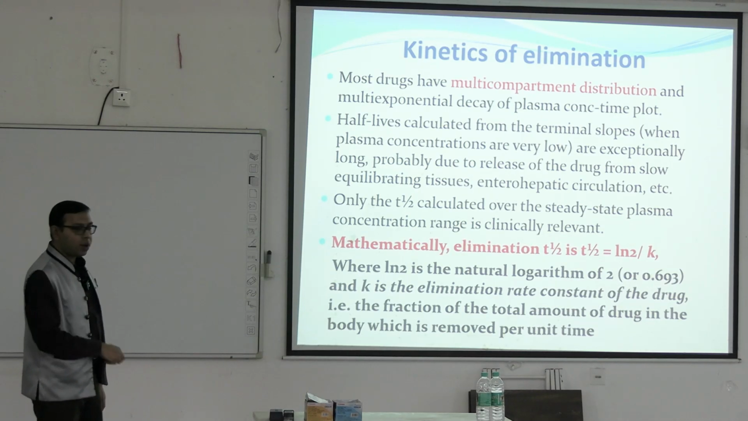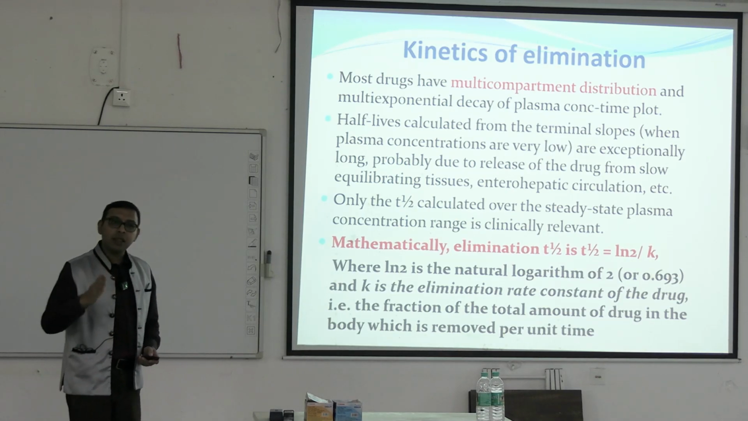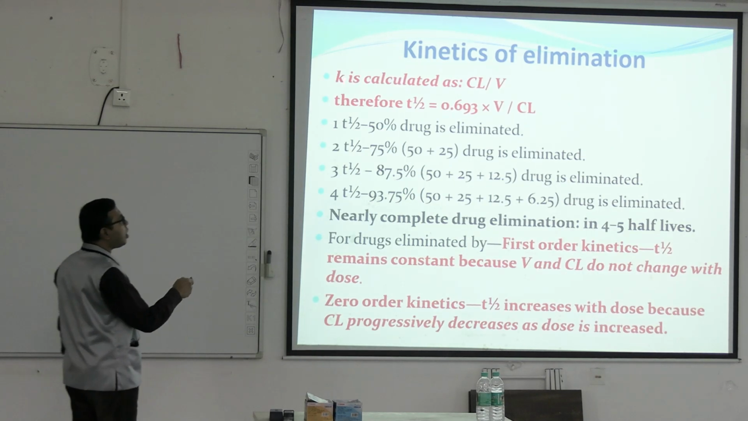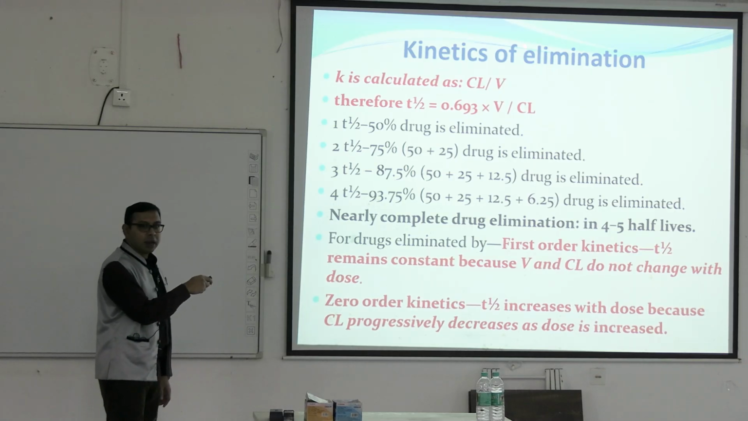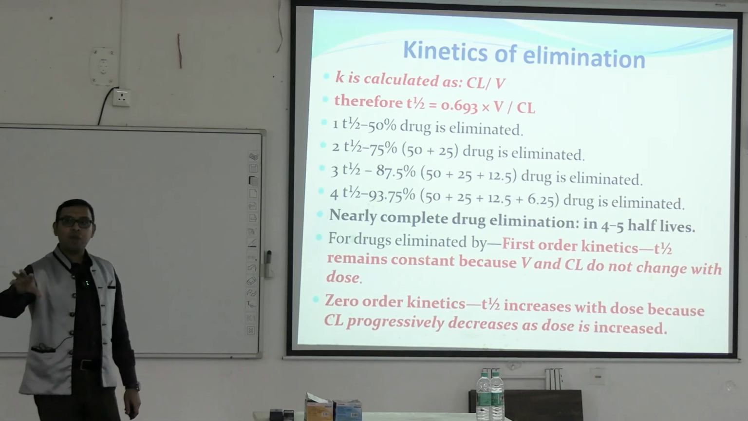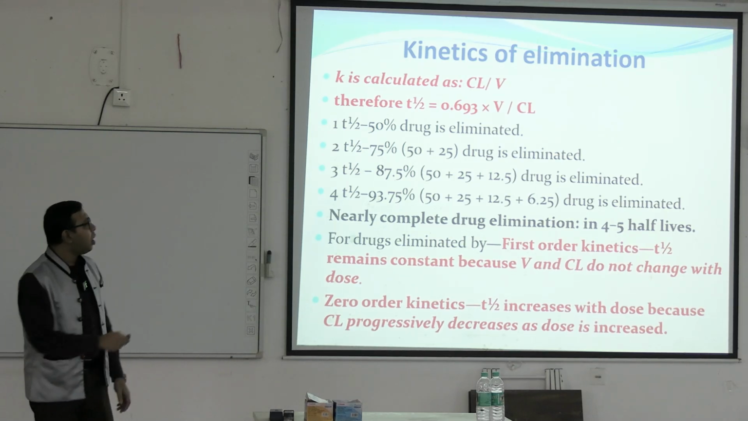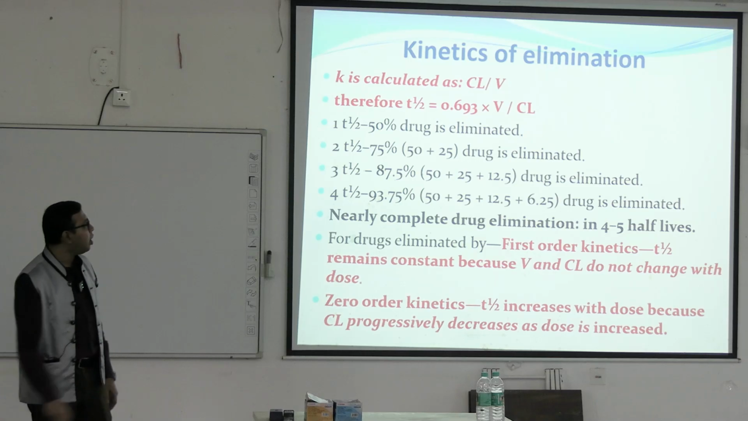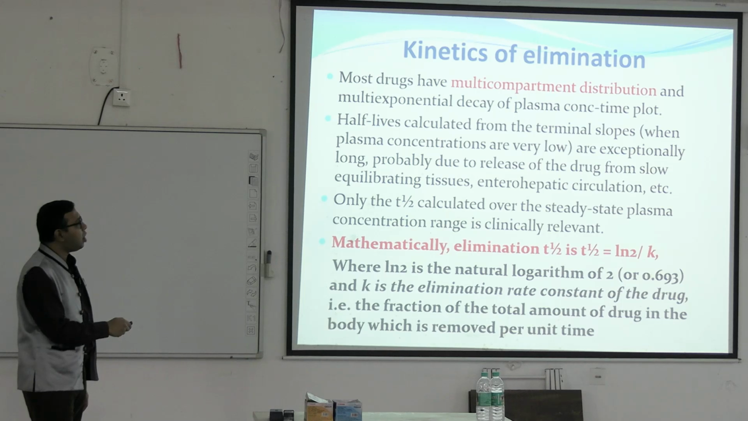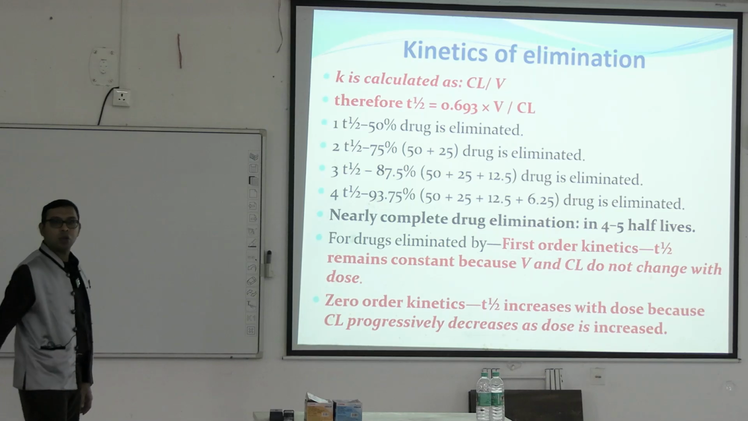Ln 2 is 0.693, and what is this K? K is the elimination rate constant of the drug, and this elimination rate constant is different for different drugs. This elimination rate constant is basically calculated as clearance by volume of distribution. So we know for a drug its clearance and its volume of distribution. From this we can calculate the elimination rate constant as clearance by volume of distribution. Therefore T-half is ln 2 by K. Ln 2 is 0.693. So ultimately T-half will be 0.693 into volume of distribution by clearance. So this is the formula.